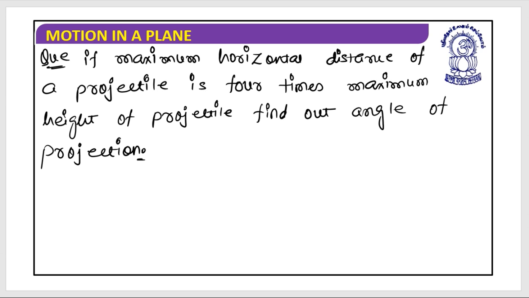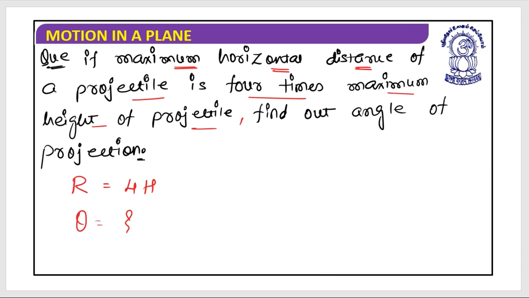This is their question. Yes, go through this very carefully. What they say is that the maximum horizontal distance of a projectile is 4 times the maximum height of the projectile. What they require is to find out the angle of projection. So the maximum horizontal distance, which is the range, is 4 times the maximum height covered, 4h. So R is equal to 4h, and what do you require? You require the angle of projection.